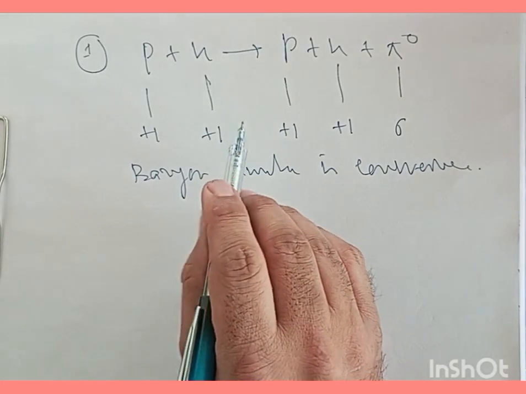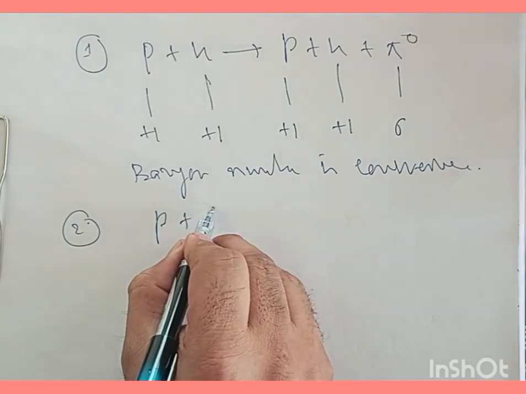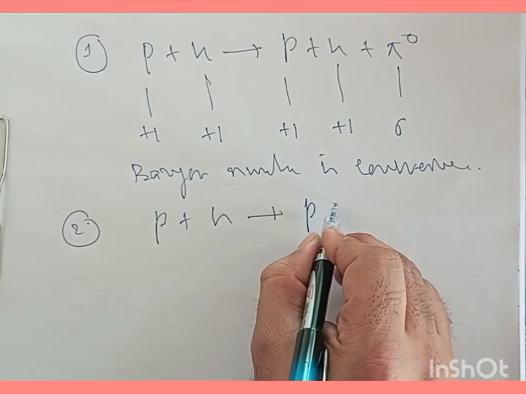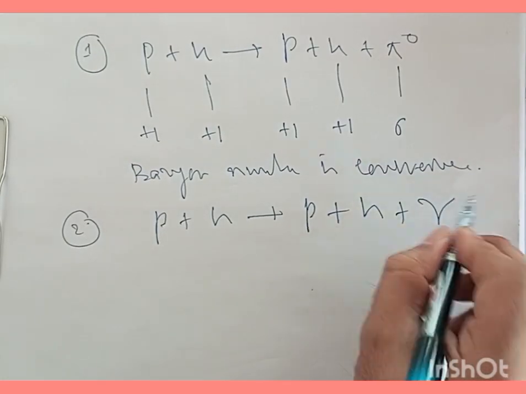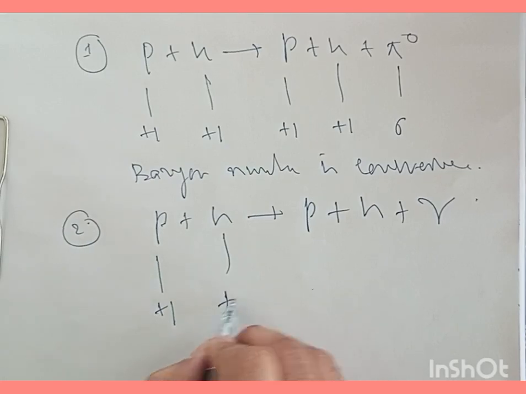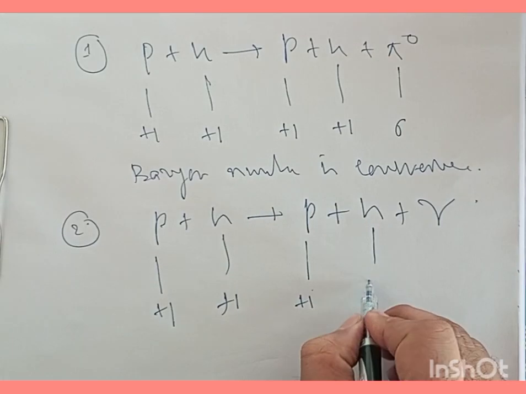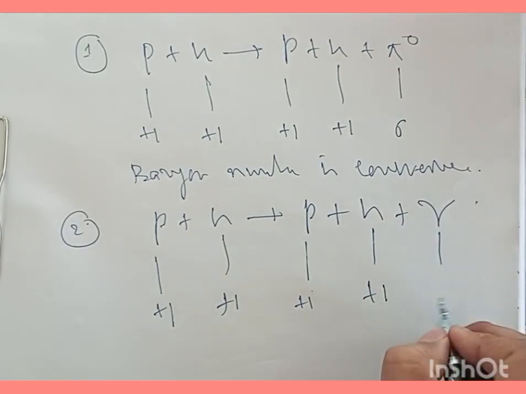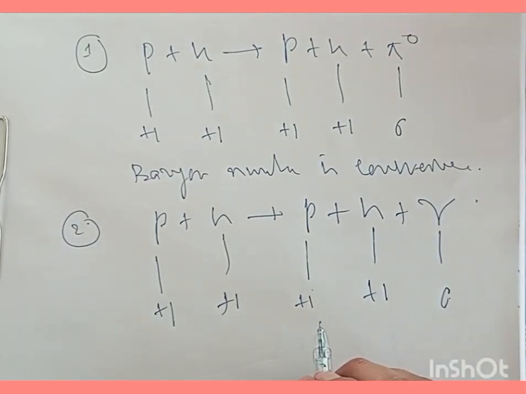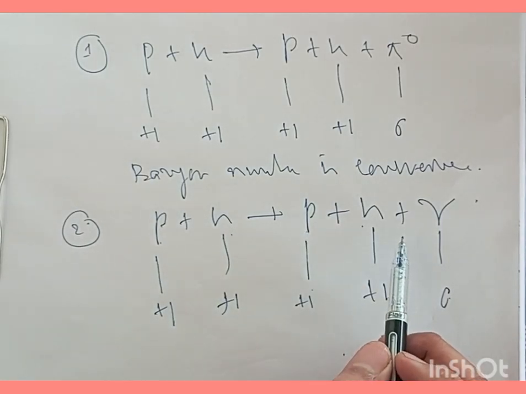If baryon number is conserved, therefore the given reaction occurs in nature. Now, let's take another example. Suppose we have proton and neutron. It decays into proton, neutron, and a gamma ray photon. The baryon number is +1 and +1, so it gives us 2. Here I have +1, +1, and 0. So again, the baryon number is conserved, and this reaction is possible. A proton and neutron can give us a proton, neutron, and a gamma ray photon.